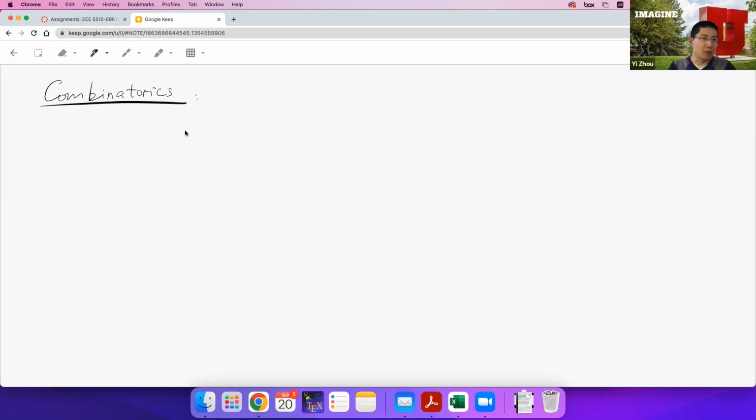So we will visit several very interesting cases about combinatorics, and we'll start from the very basic one. But let's consider the outcome of an experiment. This outcome has several trials, several independent trials.